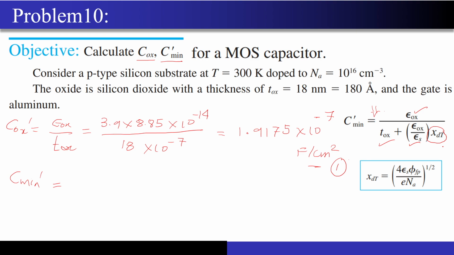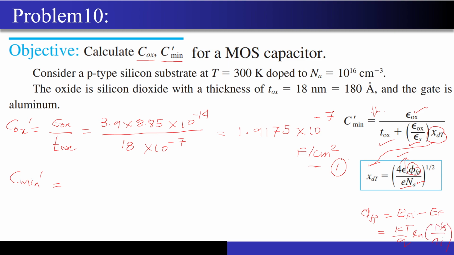Now, do I know all the parameters in this equation to calculate xdt? Let me check. The value of doping concentration I know. The value of constant Q I know. Again, the epsilon s value I know. But what about phi fp? Again, phi fp I don't know, so I have to use the formula for phi fp. Do I know any formula to calculate phi fp? Yes, phi fp is nothing but the difference of EFI minus EF, and this is nothing but kT by Q ln of Na by Ni. I hope you remember this formula.